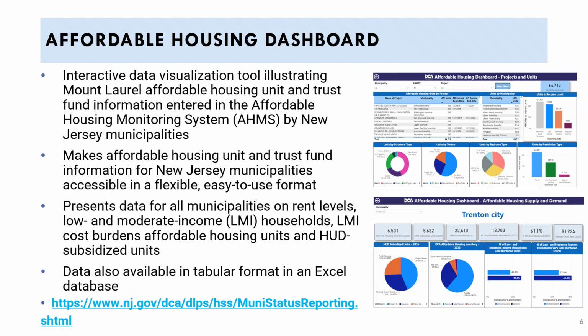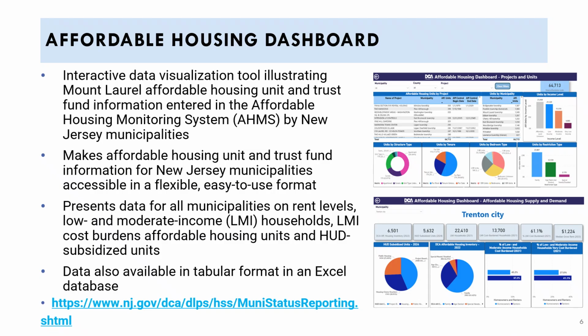It allows you to select your community and pull up all of the projects and units that you entered into the system. And it gives you a series of charts that gives you a breakdown of the units by income level, restriction type, bedroom type, tenure, and structure type. You also have the ability to filter for entire counties or for specific projects and obtain detailed information at those levels.